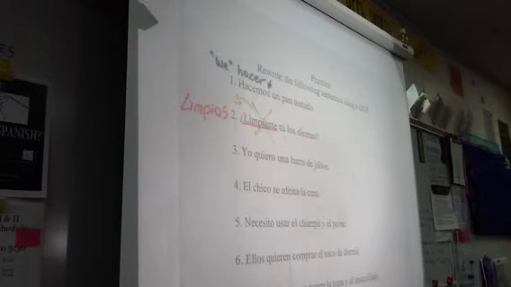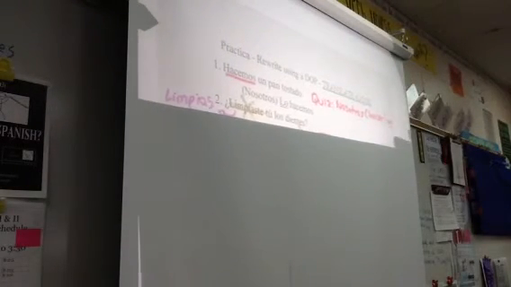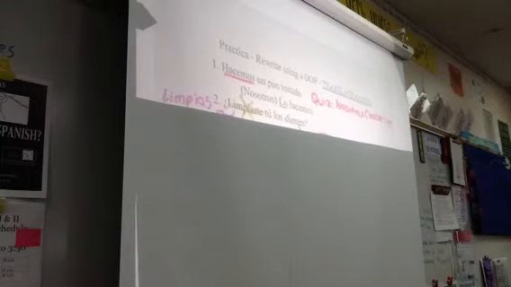Number 2, ignore the limpiaste because that's in preterite. We haven't learned past tense yet. You need to clean your teeth. Do you? Do you need to clean your teeth? It's just a question. Again, that's the format for the quiz. Do you need to clean your teeth?